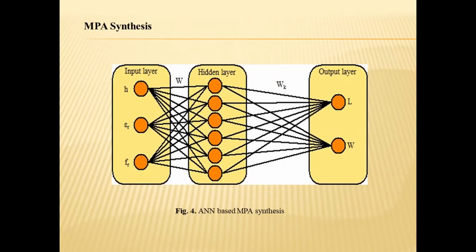As shown in figure 4, the ANN model consists of 3 layers: input layer, hidden layer, and the output layer. At the input layer, the 3 parameters, which are the height of the dielectric substrate, dielectric constant, and the resonant frequency, are fed as input. At this layer, a linear activation function is applied, which makes the output equal to the input. At the hidden layer, we applied a sigmoidal activation function, and at the output layer, 2 neurons are active, which are the length of the patch and the width of the patch.